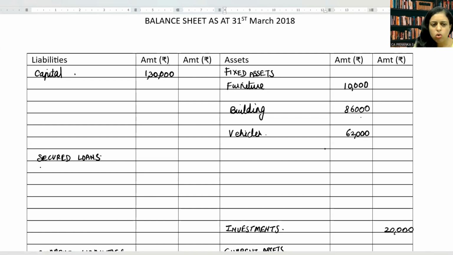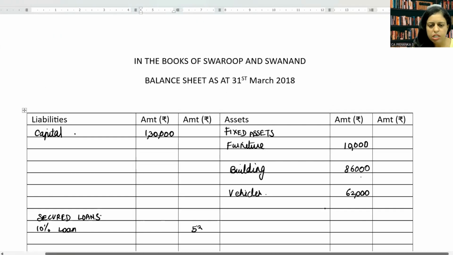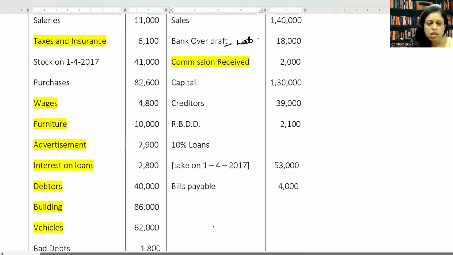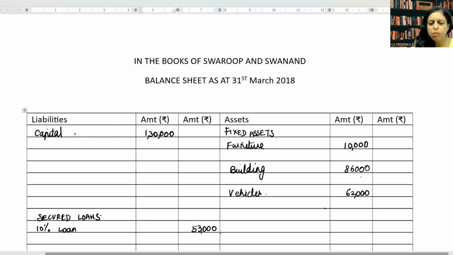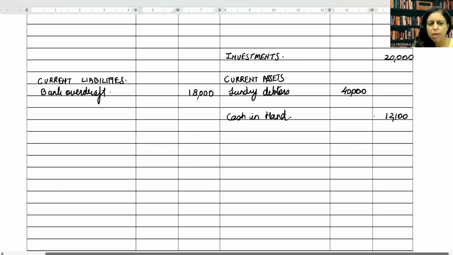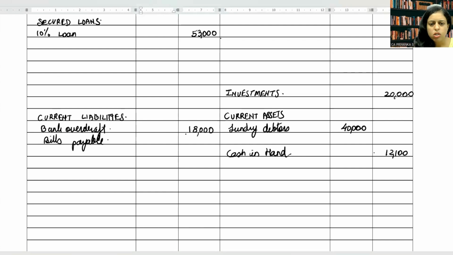And under secured loans, I'm going to write 10% loan. What is the amount of loan? 53,000 in the outer column. Next, bills payable. Payable is a liability, 4,000, and bills payable will always be a short-term liability. So under current liability, I'm writing bills payable. What is the amount of bills payable? 4,000. So here I'm writing 4,000.